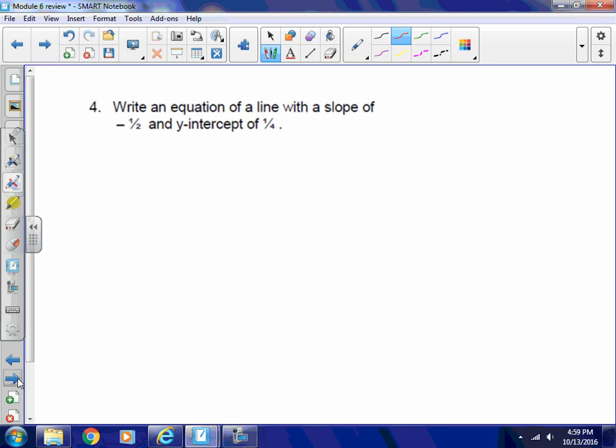Number 4, write an equation of a line with a slope of negative 1/2 and a y-intercept of 1/4. This is incredibly easy. Y equals negative 1/2 x plus 1/4.